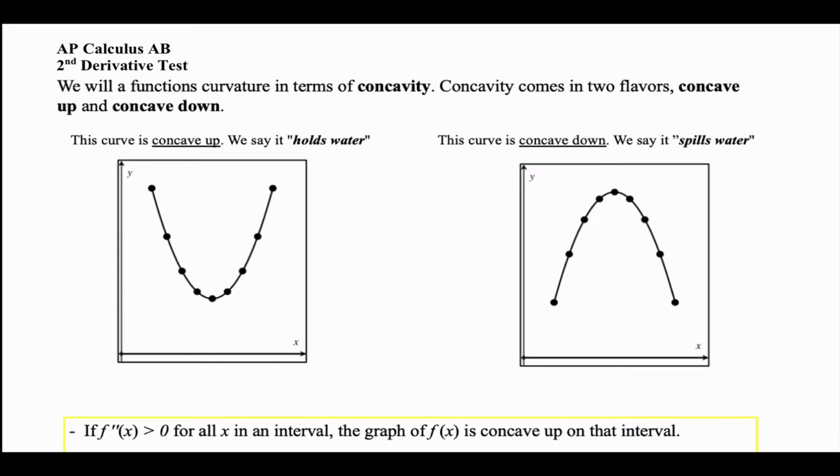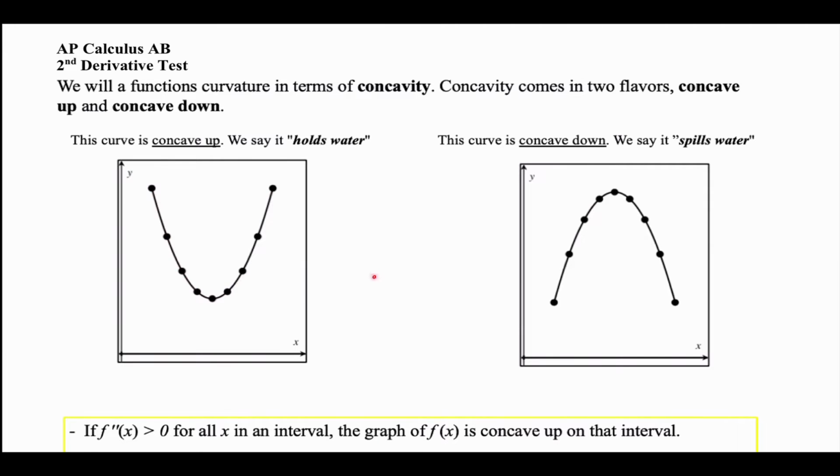So the second derivative test tells us another piece of information. That piece of information is called concavity. Okay? So concavity comes in two flavors, two types. Concave up, concave down. Something that's considered concave up holds water, right? It's not a really good term, but it's kind of a way to memorize it.